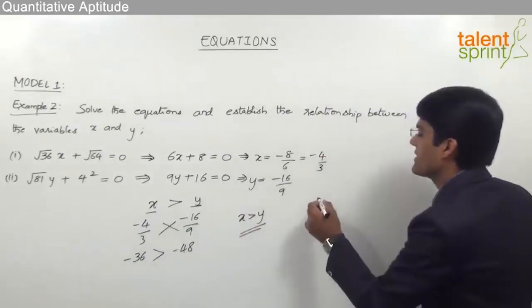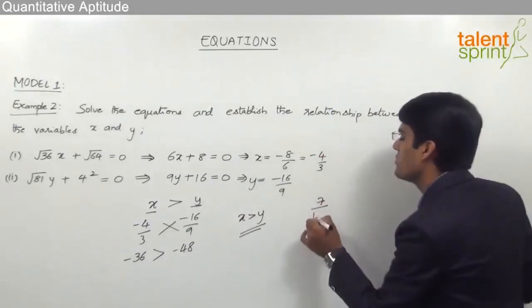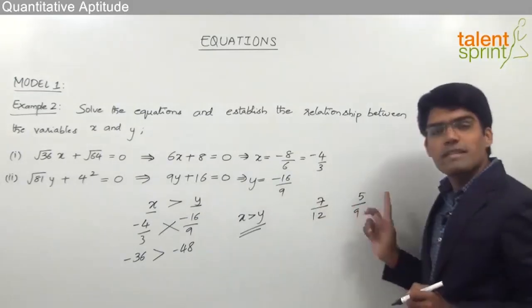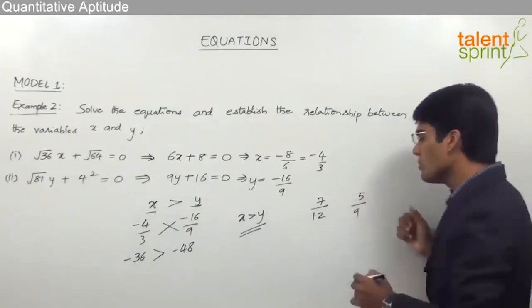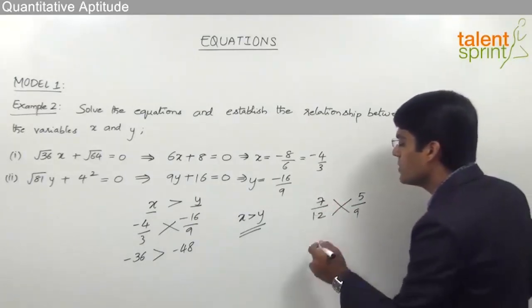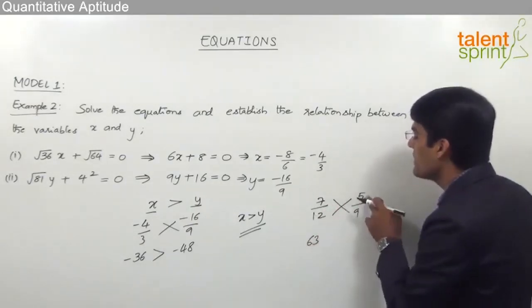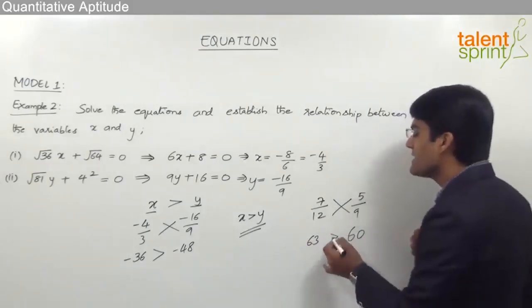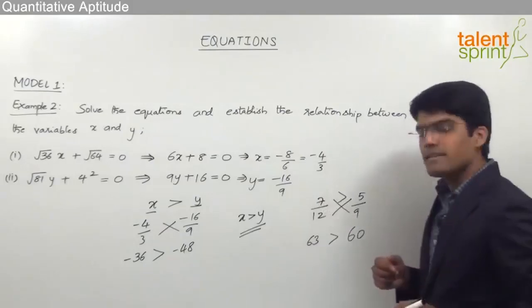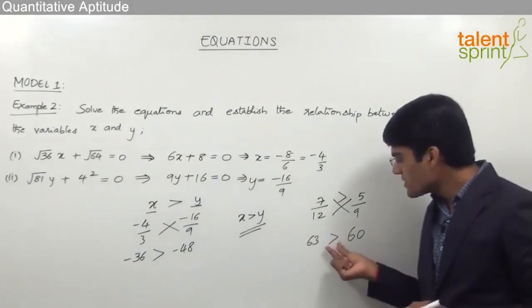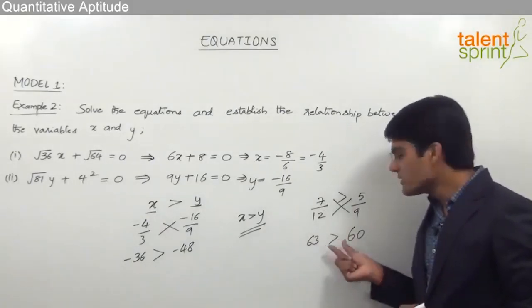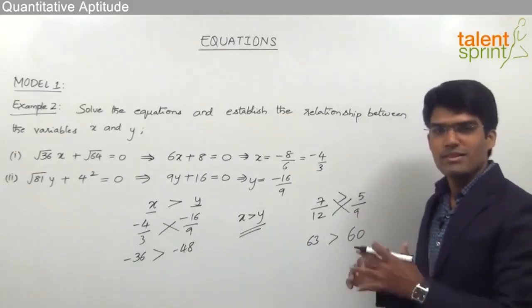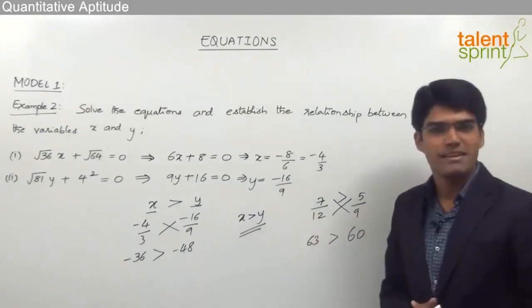Let's say we have two fractions, that is 7 by 12 and 5 by 9. Now to decide which of these fractions is greater, what we have to do here is cross multiply. 7 into 9 is 63 and 12 into 5 is 60. As 63 is greater than 60, we can say that 7 by 12 is greater than 5 by 9. So whatever relationship we get in between these two values, same has to be considered for the two fractions. So this is how you can compare the fractions and establish the relationship.